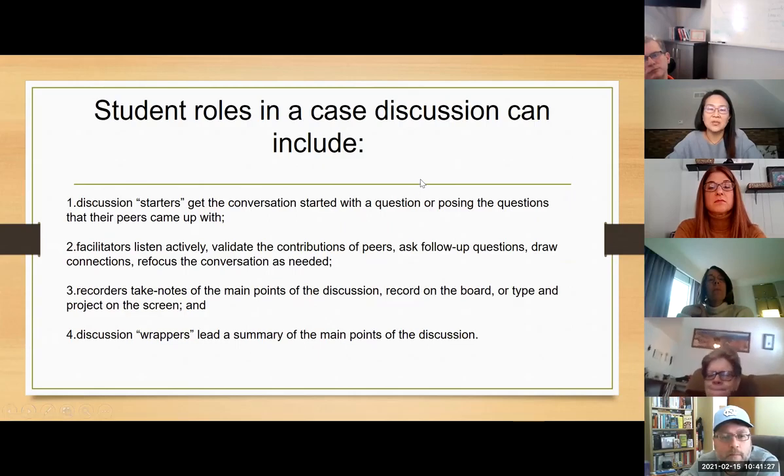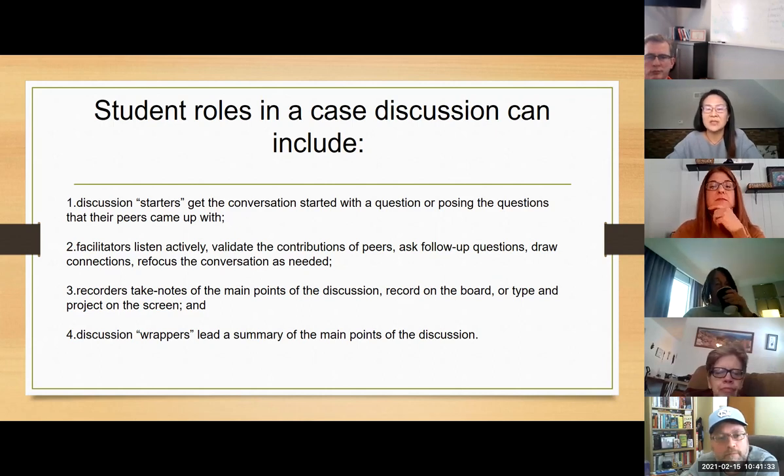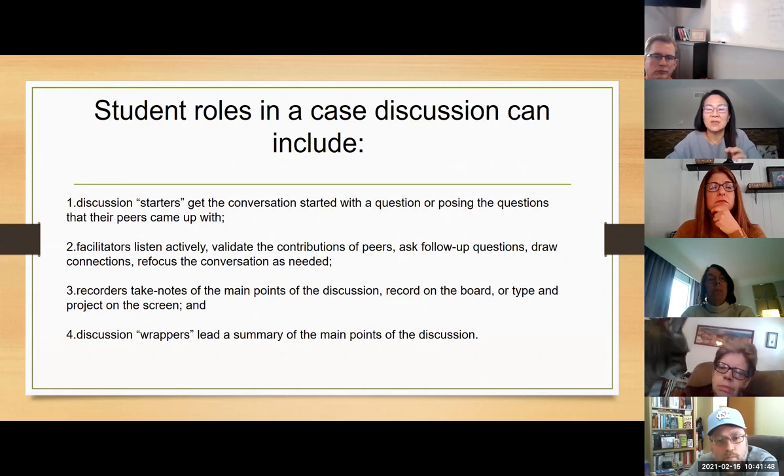For the students' role, they are playing the following roles. They are the starter of the conversation, the discussion. They start by asking some questions to the audience, and they facilitate the discussion, validate the contributions of their peers, ask follow-up questions, and they will make notes about the discussion, summarize it, and then present it to the class.